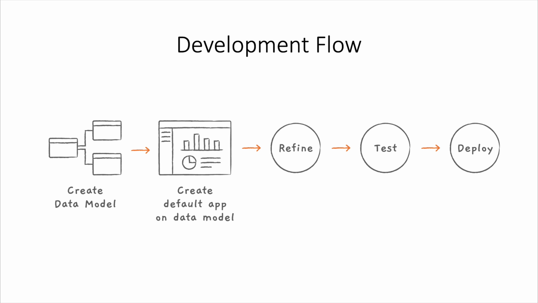The development flow for this application is quite simple. We will start by creating a data model. Once we have our data model, we will then go on to create a default application on that data model. From there, we'll refine our application, we'll perform some tests, and finally, we will deploy this application to another instance of Oracle Apex.